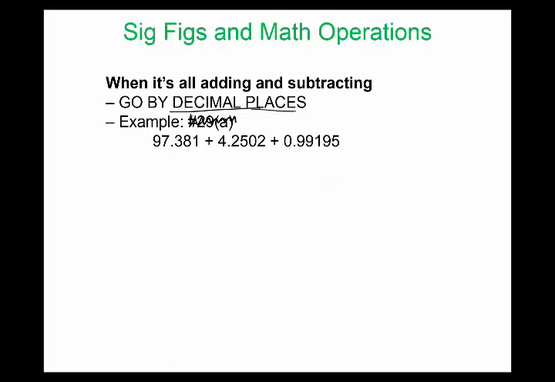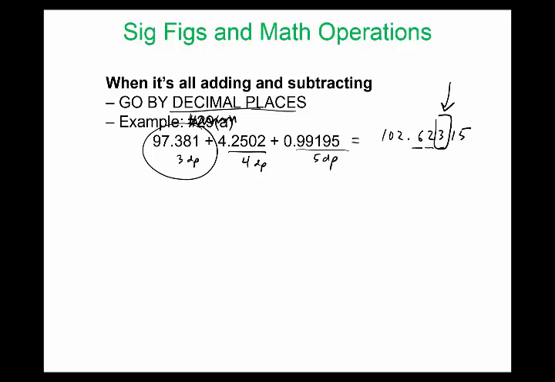But for adding and subtracting, if we're going to add these three numbers, you type them into your calculator and you'll get this answer, 102.6315. And you count how many decimal places. This one has 3, this number has 4, this number has 5. So your final answer will have the least number of decimals of any number that went into it. So it would be this number. You count 3 decimal places, 1, 2, 3, and then you round on this number. Then you use rounding rules.